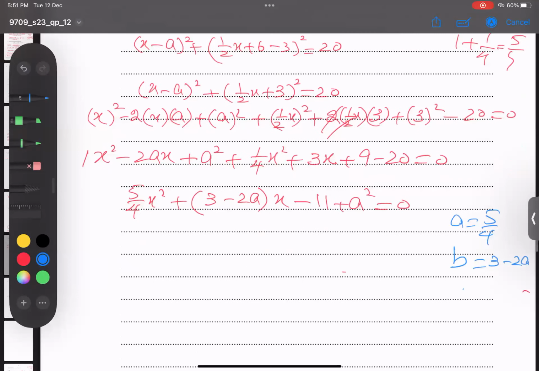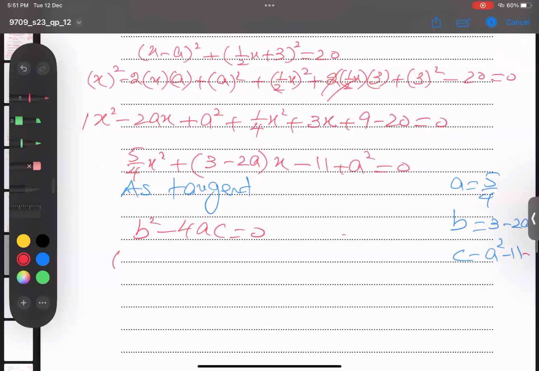Okay, with the c value, students, a squared minus 11, I get from here, and right here as tangent, and all of you know, students, what I'm talking about. Okay, so b squared minus 4ac equals 0. Now (3 minus 2a) whole squared, 4. The a value is this, as I wrote on the right hand side, and the c value is this. So I'm getting a squared minus 11 equals 0.